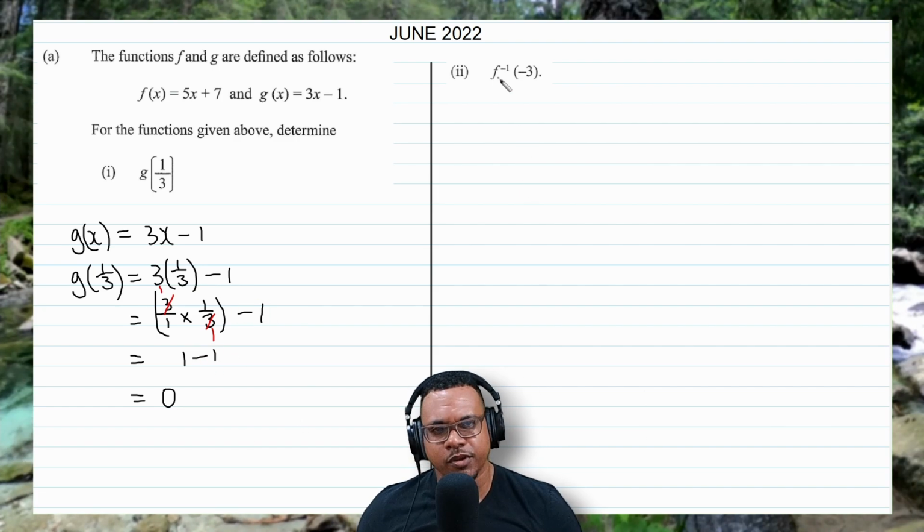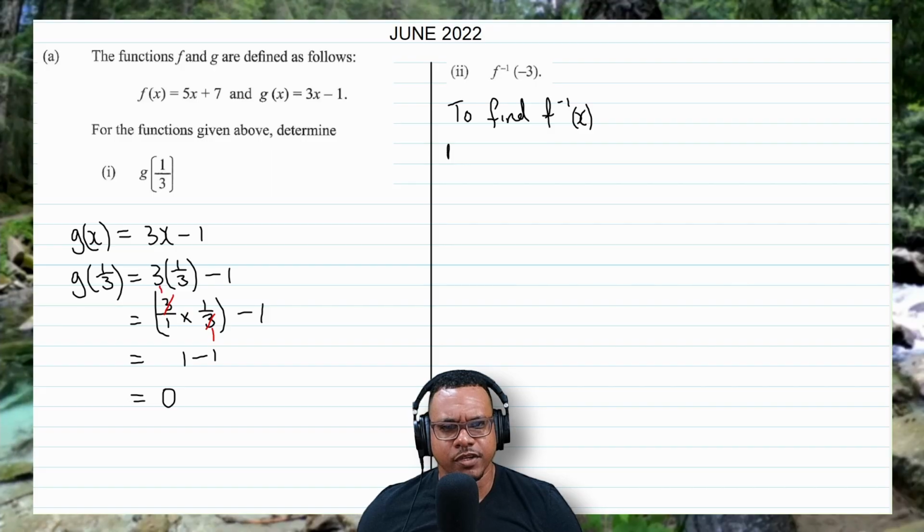So now for part 2, we want to find f inverse of negative 3. Now before we could find what is f inverse of negative 3, we need to determine what is f inverse x. So I'll write to find f inverse x. Alright, we're going to let y be equal to the function f of x, and the function f of x is equal to 5x plus 7. So I'm going to have y is equal to 5x plus 7. Then we're going to interchange x and y. So this is just my little symbol for interchanging x and y. So where y is, you put x. And of course, where x is, you're going to put y.